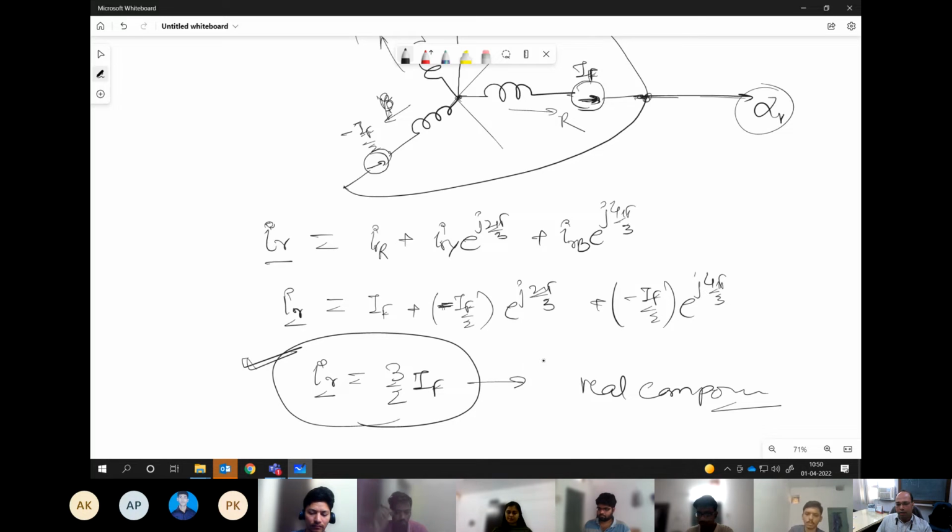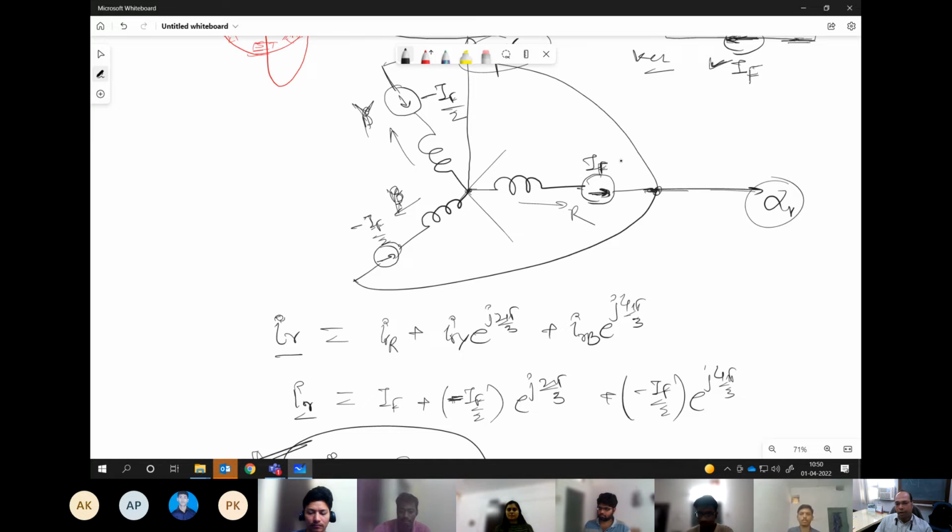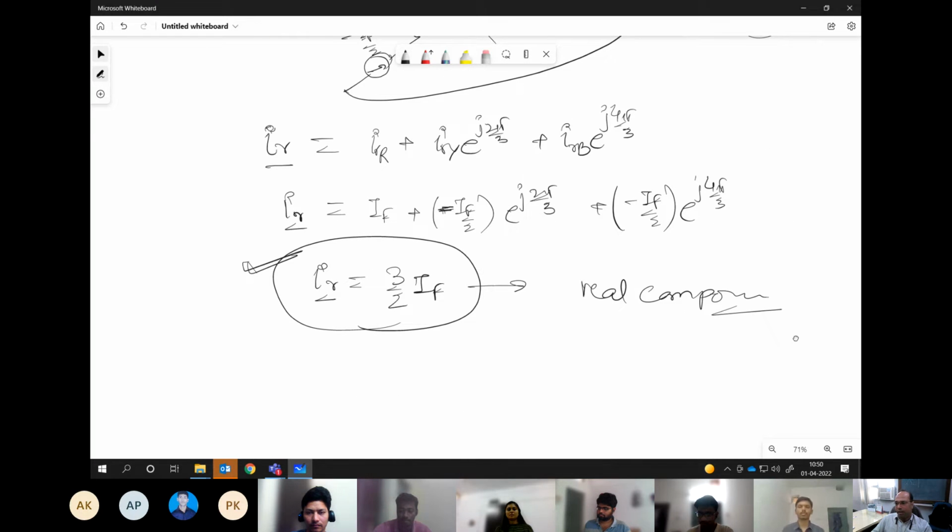Fine. For simplicity, you can arrange it any other manner also. You can take IF along the Y axis and so you will have real and imaginary both components, but it will only increase your complexity when you put it in the equation. So this is what we are getting over here. Understand my point?